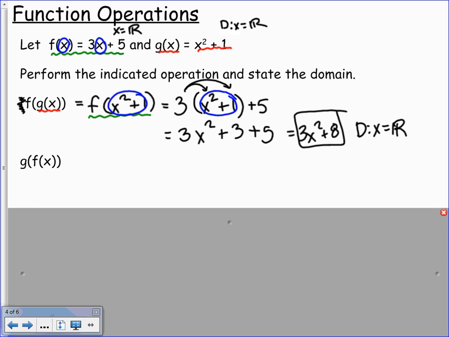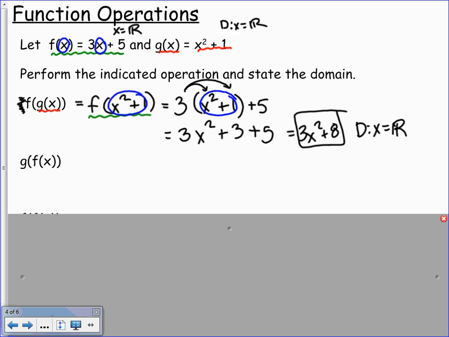I'm going to change it up. Let's do g of f of x. So I can write any kind of letter grouping that I want and ask you to do different kinds of compositions. It's just going to say, instead of plugging g into f, let's plug f into g. So I'm going to do the same thing. I'm going to take this f of x right there, and f of x is really 3x plus 5.